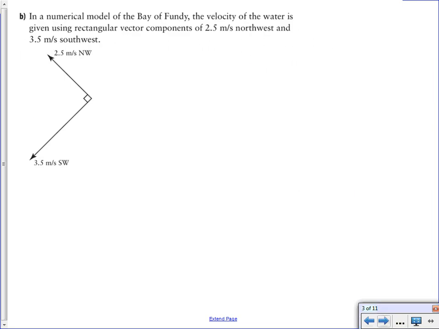So B, I'm going to do another one. It says, in a numerical model of the Bay of Fundy, the velocity of the water is given using rectangular vector components, 2.5 meters per second northwest and 3.5 meters per second southwest. Now, there's a big difference in this picture than the previous picture. Can anyone pick it out? There's a big difference in the way that picture looks.